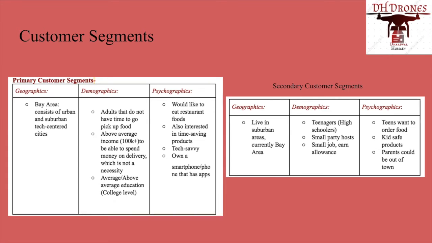Now, our secondary customer segments include people who live in suburban areas, teenagers, small party hosts, small jobs, earn allowance, and people who want to order food, kid safe products, and parents who could be out of town.